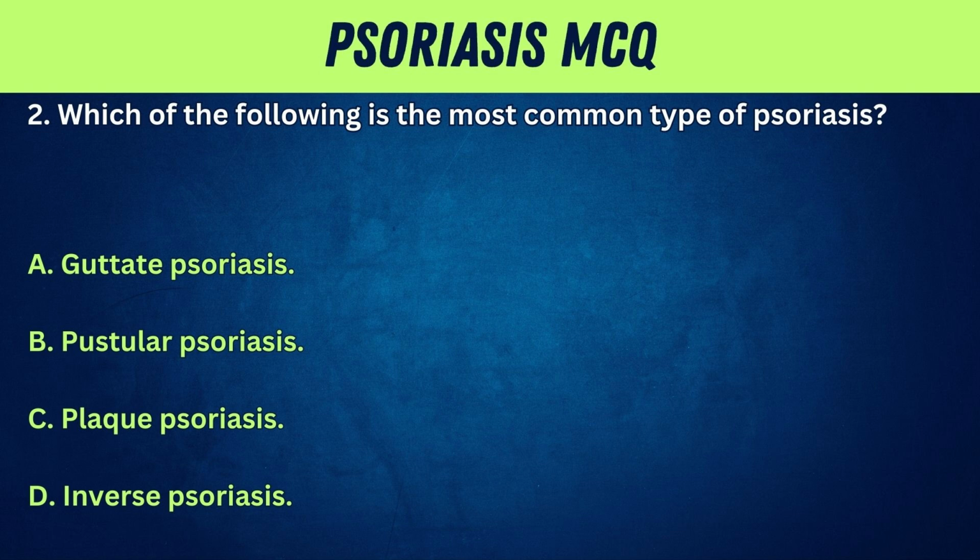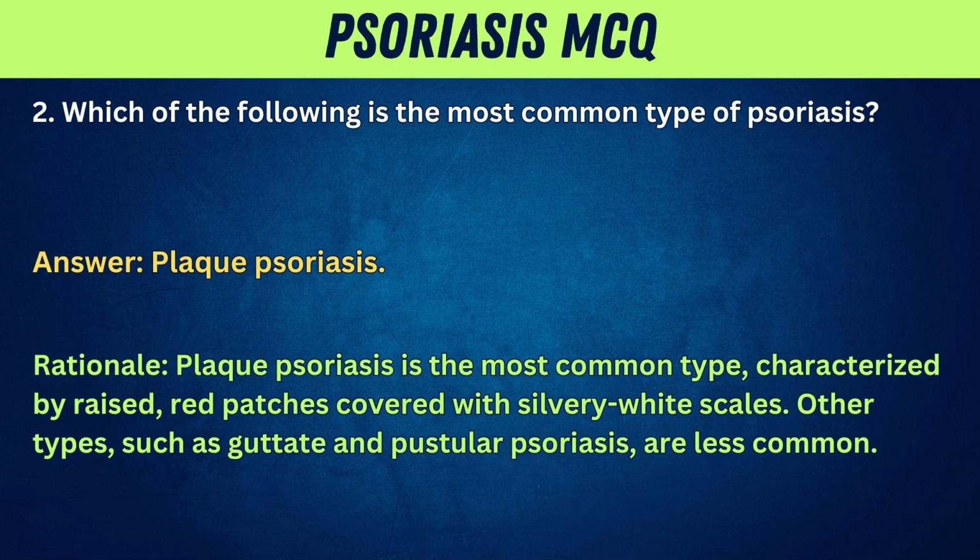2. Which of the following is the most common type of psoriasis? A. Guttate psoriasis. B. Pustular psoriasis. C. Plaque psoriasis. D. Inverse psoriasis. Answer: plaque psoriasis. Rationale: plaque psoriasis is the most common type, characterized by raised, red patches covered with silvery white scales. Other types, such as guttate and pustular psoriasis, are less common.